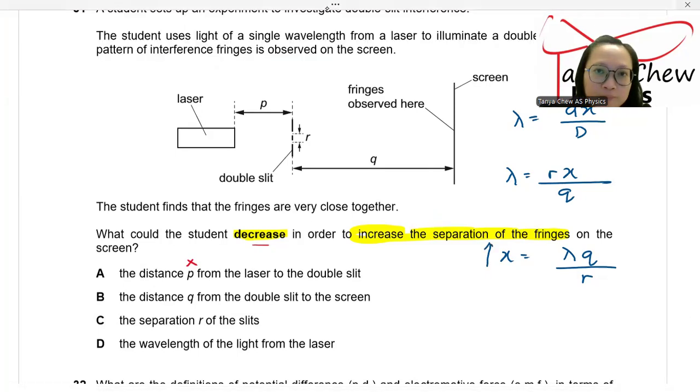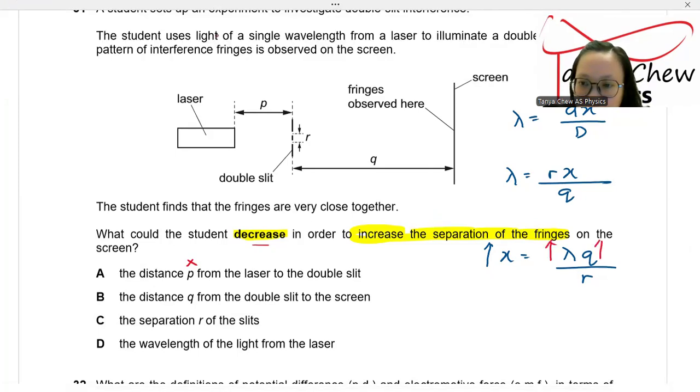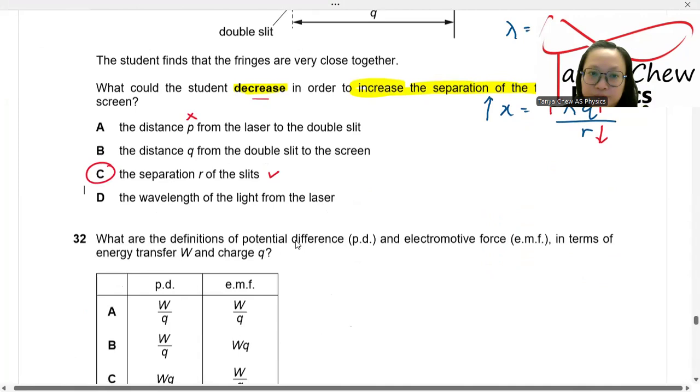If the separation of the fringe increases, the lambda must increase, Q must increase, but R has to decrease. So I have to decrease the separation R, right? Because the wavelength must be increased, the distance Q must be increased as well. So C is the answer.